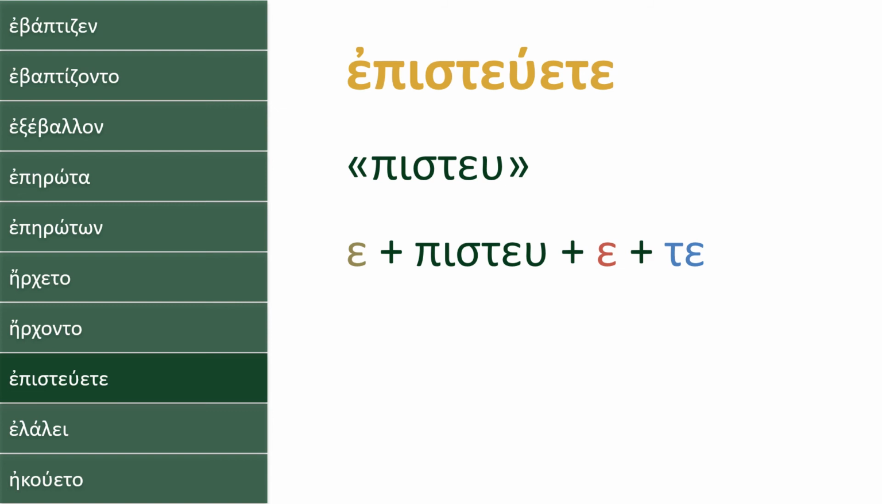Epistevete, you were believing, imperfect active indicative second person plural from pistevo, I believe. The present tense stem is the same as the root, it's pistev. We simply add the augment epsilon to the present tense stem pistev, then we add the connecting vowel epsilon and the second person plural ending te, and we get epistevete.